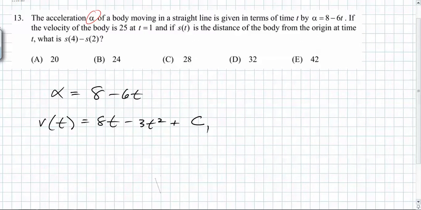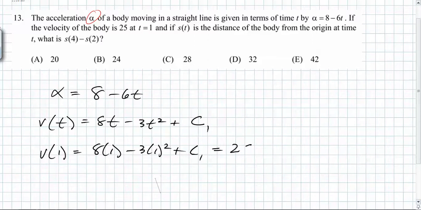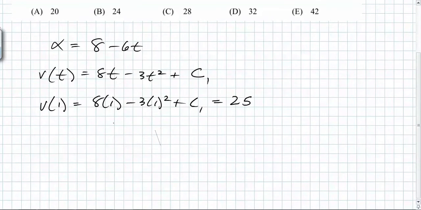Does it tell you how to figure that out? It tells you the velocity is 25 when t equals 1. So you know that v of 1 is equal to 8 times 1 minus 3 times 1 squared plus c1. But what does that have to equal? 25, exactly. So you have 8 minus 3 plus c1 is equal to 25, so c1 is equal to 20.